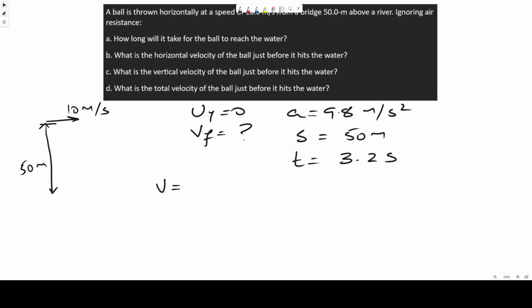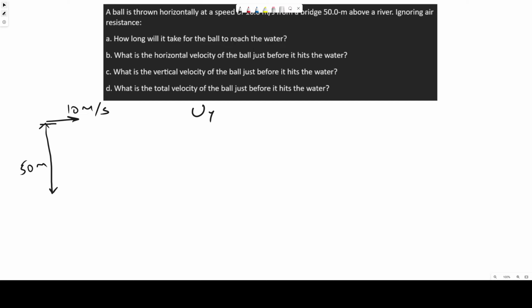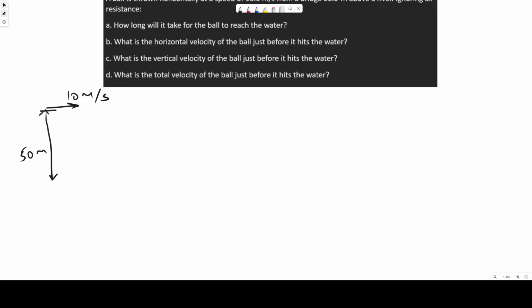Okay, so now we will go on to the last part, which is the total velocity of the ball just before it hits the water. Now, what does this mean? We have to resolve the forces. So the total velocity of the ball is going to be what, because the ball is coming at an angle, but we know the horizontal and the vertical components. The horizontal velocity is 10 meters per second, and the vertical velocity, which we just found just before it hits the water, is 31.4 meters per second.